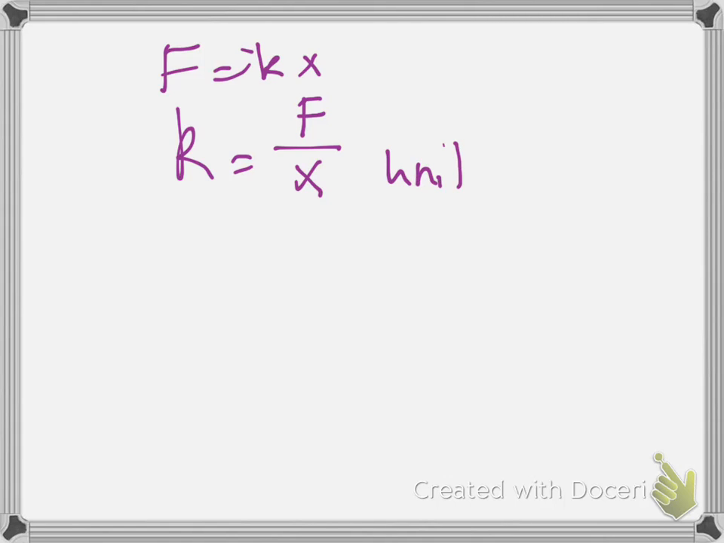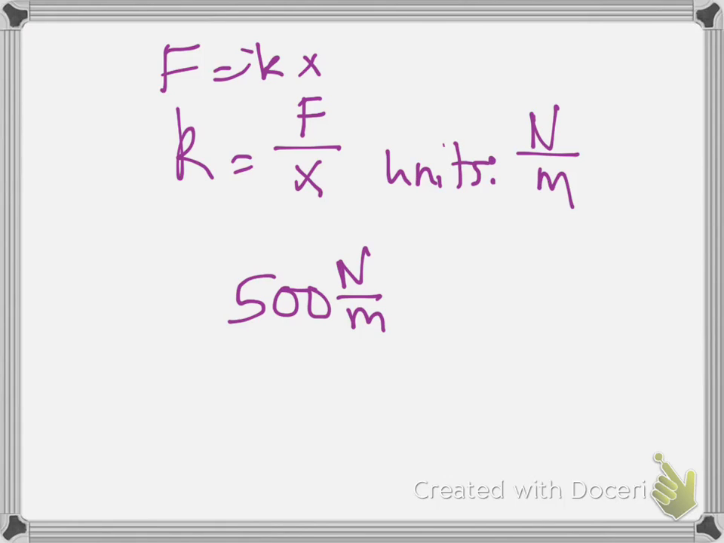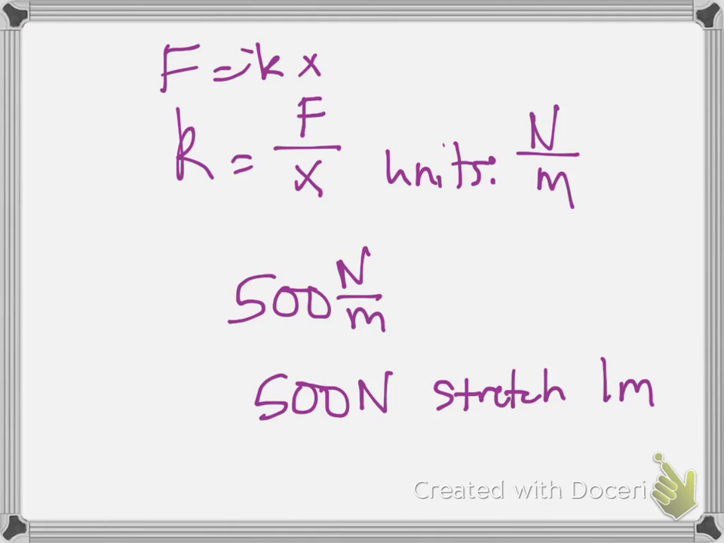So let's talk about the units for K. The units for force are newtons. The unit for extension or position is meters. So K is talking about newtons per meter. So if the spring constant for a given spring was 500 newtons per meter, that means it would require 500 newtons in order to stretch it or compress it 1 meter. But what if we don't compress it 1 meter or stretch it 1 meter? What if we only compress it half a meter? Well, then that means it would take 250 newtons. That goes back to that whole direct relationship between force and extension.